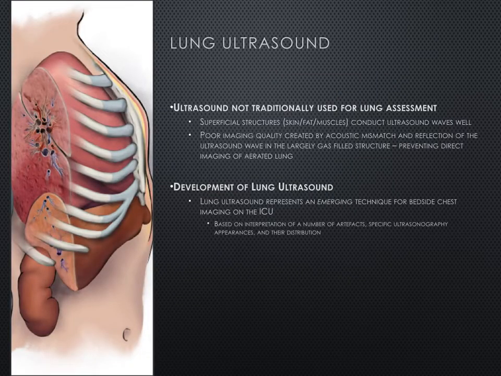Just to get started, a little note about lung ultrasound itself. In the past, lung ultrasound really hasn't traditionally been used for assessment of the lung, although more so now than historically. The reason is that ultrasound is conducted very well through superficial structures: skin, fat, muscle. But a really poor imaging quality is created by the aerated lung itself, because of the acoustic mismatch between the ultrasound waves and the air. It just tends to scatter and create a lot of artifact patterns.